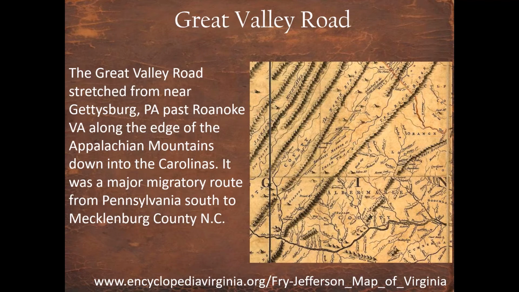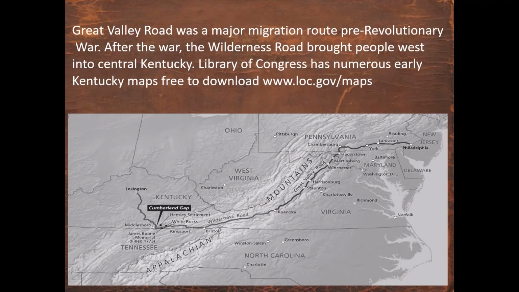So they're taking the Great Valley Road from right around Gettysburg south along the Appalachian Mountains. They're skirting the eastern side of the Appalachian Mountains. They're moving south through the Cowpens River area down into Mecklenburg County, North Carolina. So this was a very major route between 1720 and 1760, give or take.